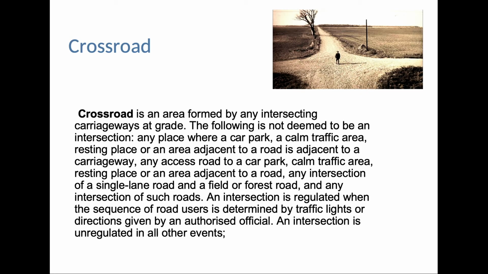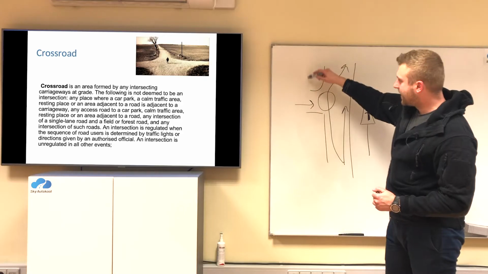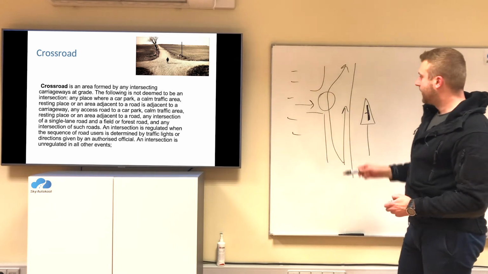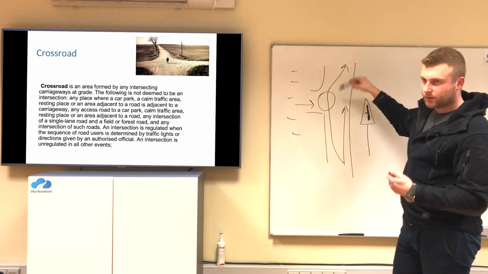The following is not deemed to be an intersection. For example, any place where a car park, common traffic area, resting place, area adjacent to a road, and any access road to a car park, common traffic, all this. This area is for parking. This, yeah, is a normal road for driving.